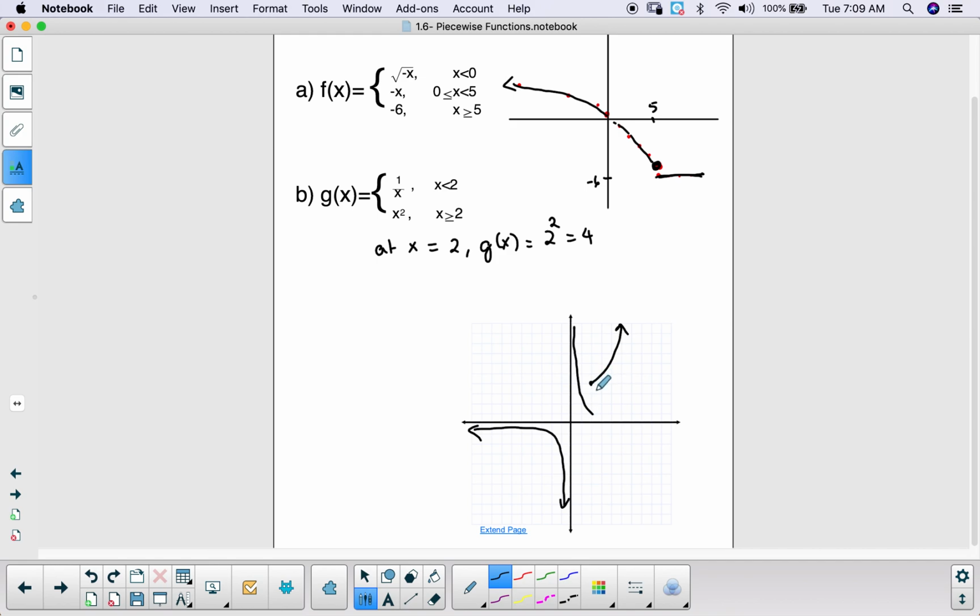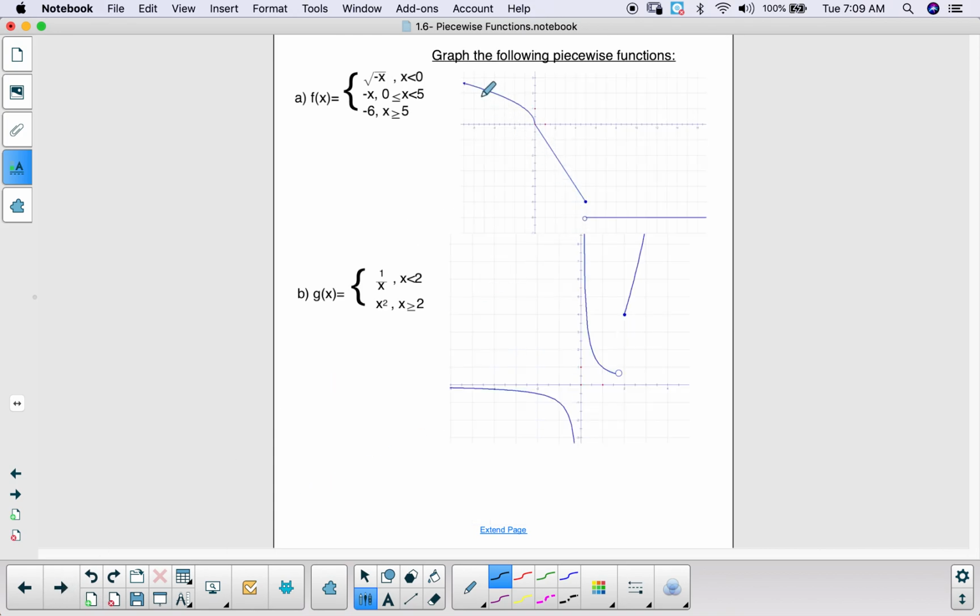So in this one, where do you put the hole in the graph? You will have an open circle here and a closed circle here to show that at any value of x that is less than 2 but does not include it, you would use this part, the reciprocal function. But including 2 and above 2, you would go with the quadratic. So you can show those two functions like this. I've shown it over here.